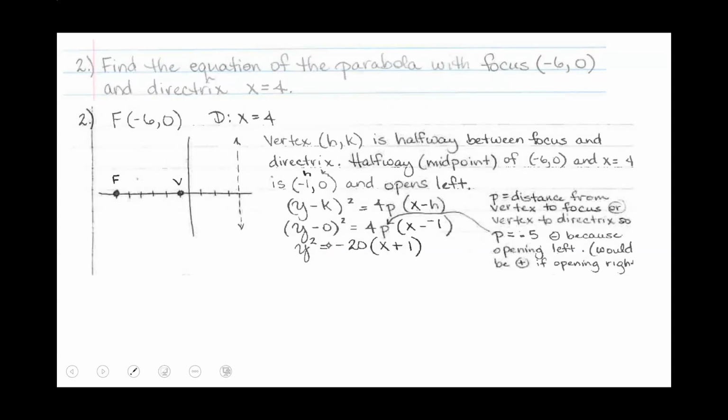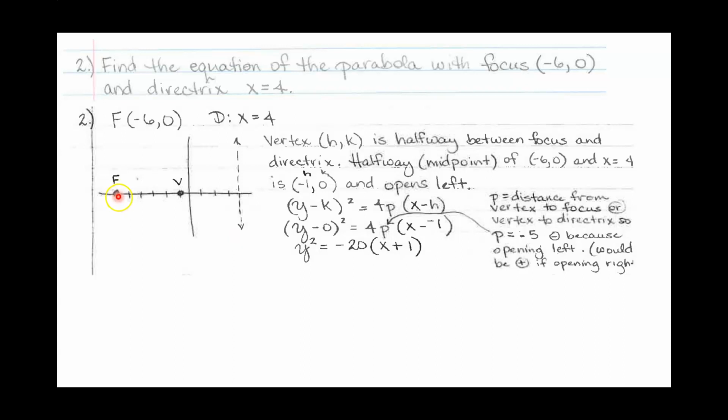All right, look at another one of those. This time they tell me that my focus is at (negative 6, 0) and my directrix is x equals 4. So again, let's sketch what we know. Our focus is at (negative 6, 0), and our directrix is x equals 4. Now we know that the vertex is the same distance away from the focus as it is from the directrix. That means it has to be right in the middle, halfway between them, like the midpoint.